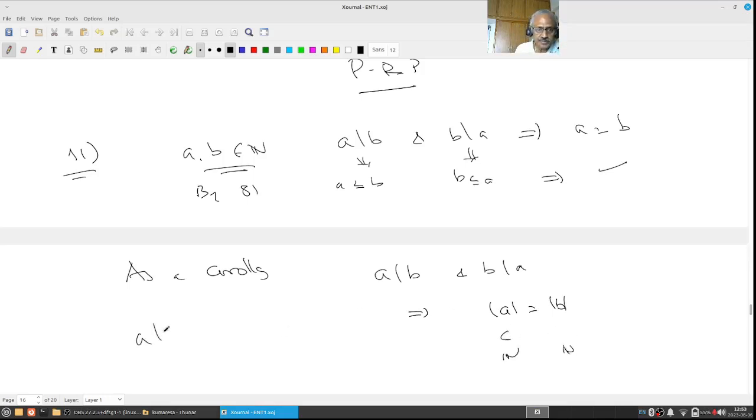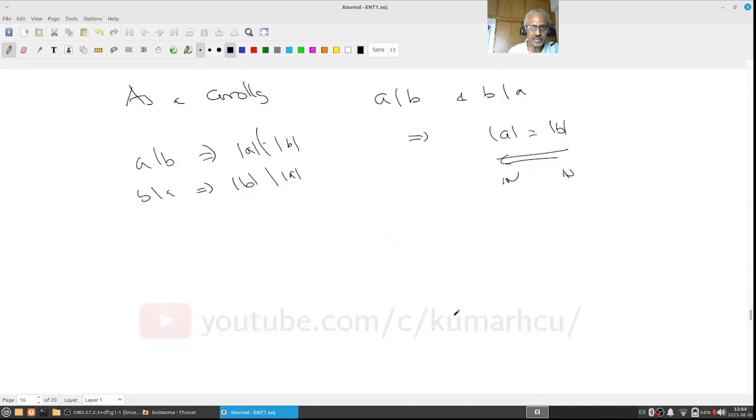And we know if A divides B, and A and B are non-zero, then that implies mod A divides mod B. But if mod A divides mod B, we know that mod A is less than or equal to mod B. And since B divides A, this implies mod B divides mod A. Therefore, mod B is less than or equal to mod A. Therefore, I have mod A is less than or equal to mod B is less than or equal to mod A, and hence equality. Please notice that, don't assume these are all obvious. Go through that every time we are using something non-trivial.